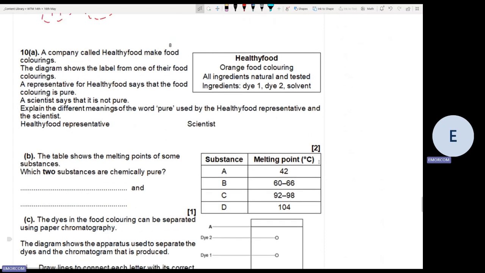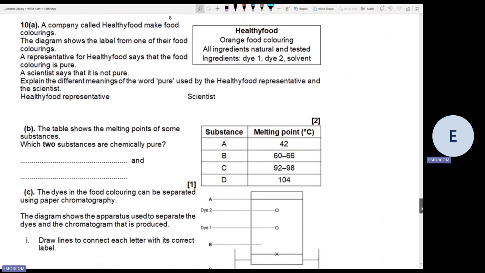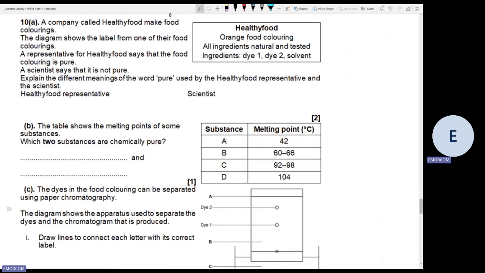Okay, question 10. A company called Healthy Food make food colorings. The diagram shows the label from one of their food colorings. A representative for Healthy Food says the food coloring is pure. A scientist says that it is not pure. Explain the different meanings of the word pure used by the Healthy Food representative and the scientist.